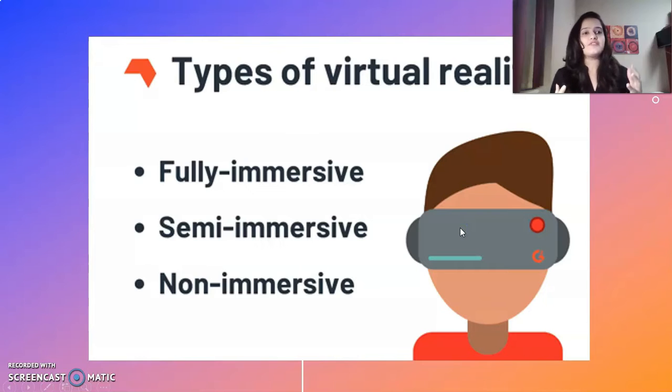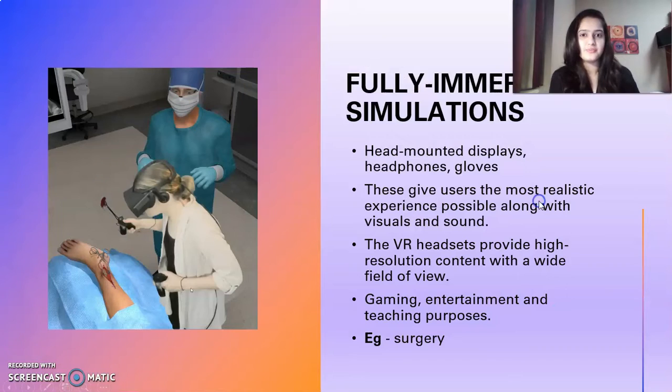So VR is classified into many different sections and categories, but the three main ones that we would be looking at are the fully immersive, semi-immersive, and non-immersive. The fully immersive ones are the ones with the head-mounted displays, the headphones, and the gloves. You might have known or seen most of these. Now, these give the user the most realistic experience possible along with the visuals and the sound.